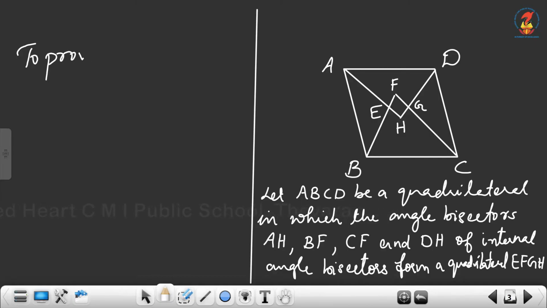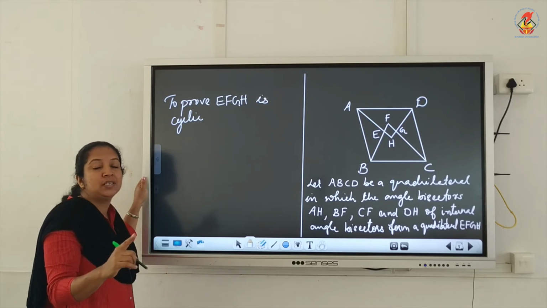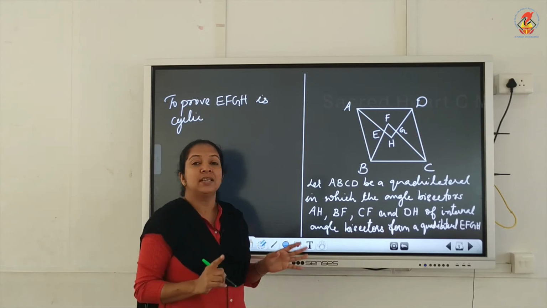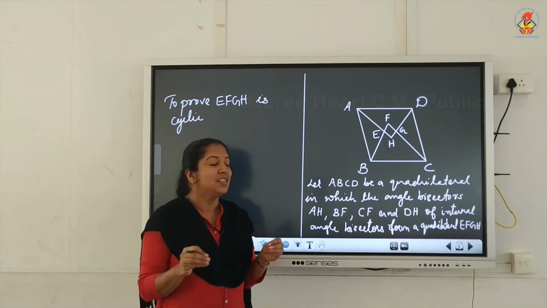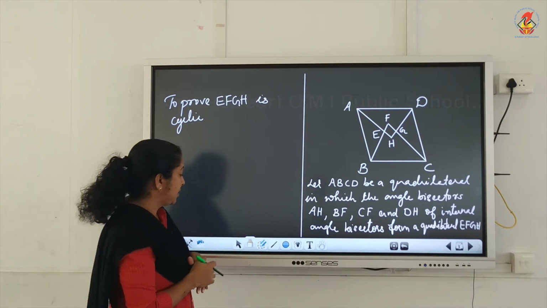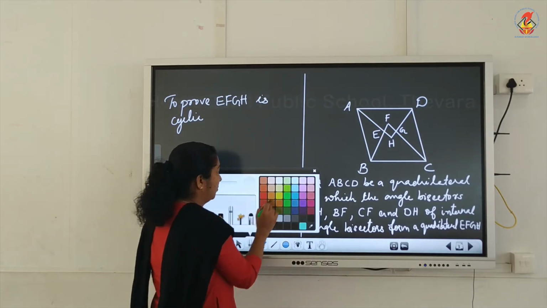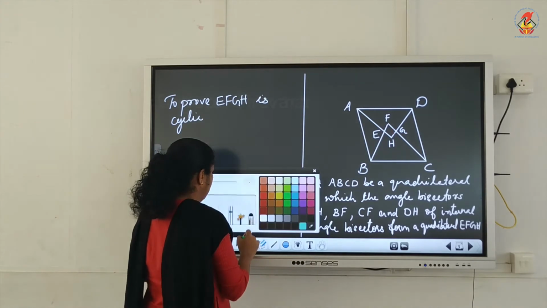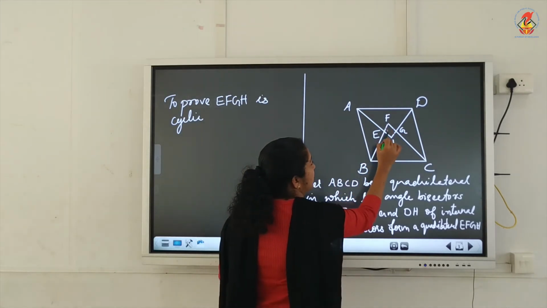To prove EFGH is cyclic, what do you have to prove? At least one pair of sum of opposite angles is 180 degree. One pair of opposite angles sum to 180 degree. So what we are going to consider here is, we are going to take the sum of these two.